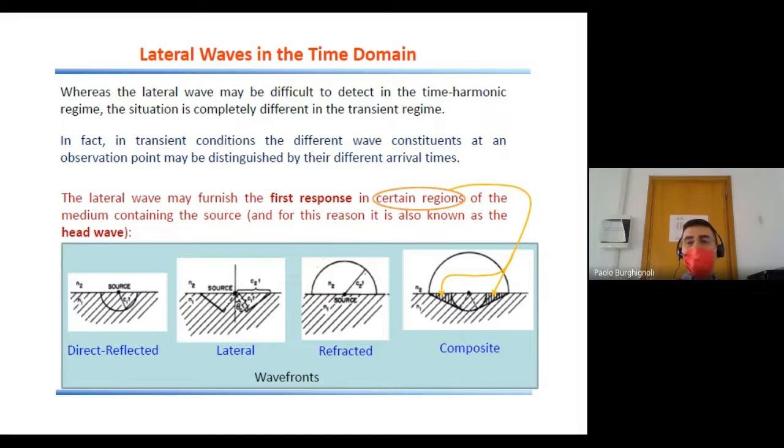Okay. In the previous editions of this course, we would devote the last 2 lessons to the study of transients. This year I have changed the course a little bit, so I will not cover transient phenomena, but rather we will cover some diffraction in the time harmonic regime in the last week. However, if you are interested in transients, I will make the slides available, so you can see explicitly the lateral wave in the time domain.